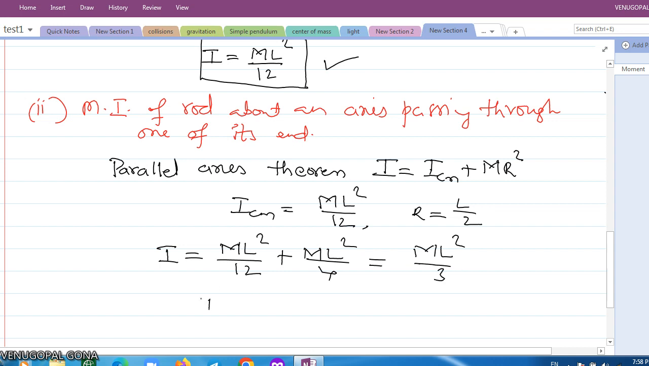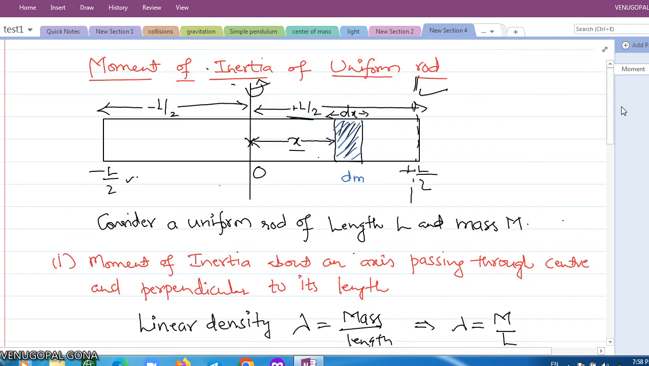Okay, so I equal to m L square by 3. This is the moment of inertia of the rod about an axis passing through one of its ends. Okay, so let us see what we have done so far here.